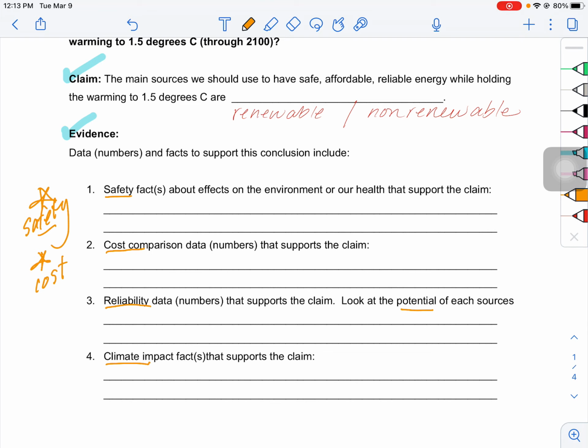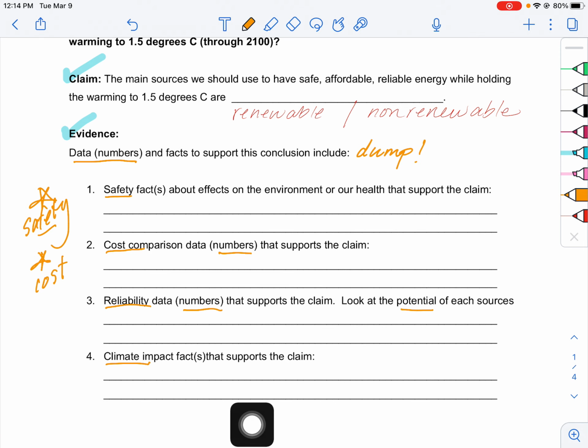So you should have those marked, and basically this area is just a place for you to dump everything you know, right? And there should be some numbers in here where it says numbers. That should be data, like this percent or cost, this many dollars, right? Reliability, what is the potential, how many watts or how many years, like a number. And then facts is just information, maybe not necessarily a number, but a detail about how safe that resource is or the climate impact of that resource. So this is just a spot to put all your things.